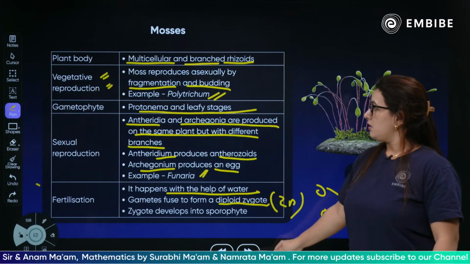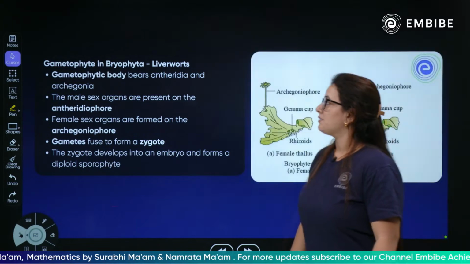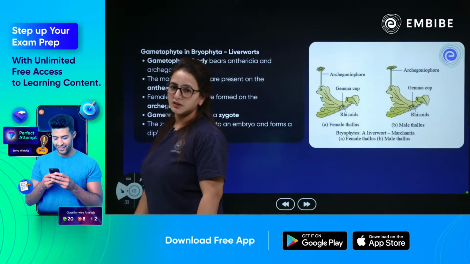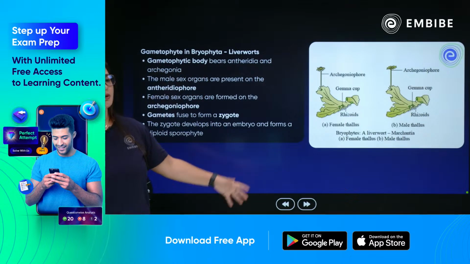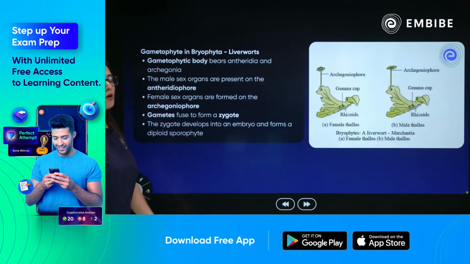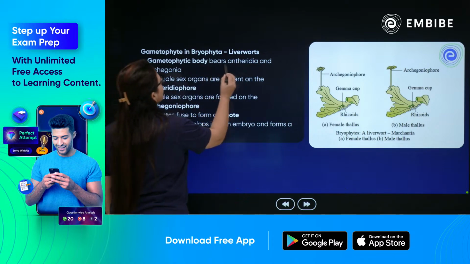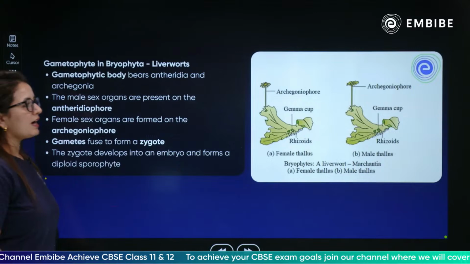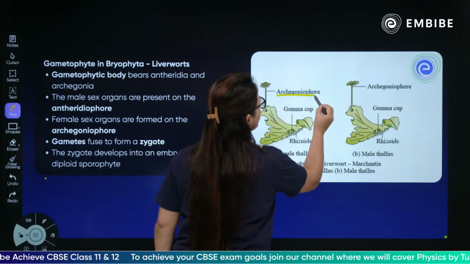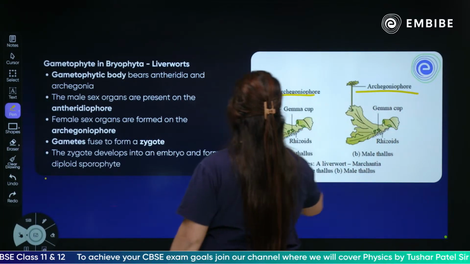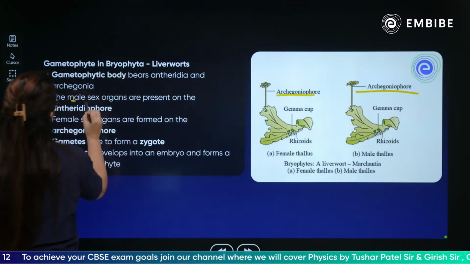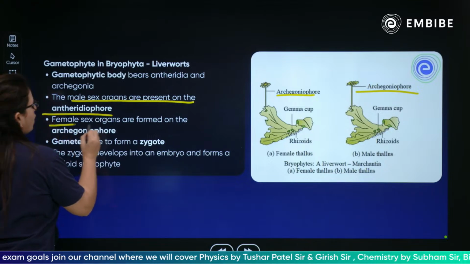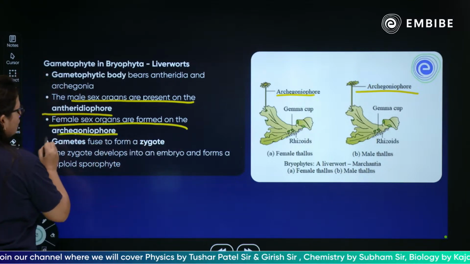Moving forward with the last, which is the gametophytes in the Bryopsida, which is the liverworts. So, children, what is the gametophyte in the liverworts? The gametophyte bears antheridia and archegonia. The male sex organs are present on the antheridiophore. The female sex organs are present on the archegoniophore.